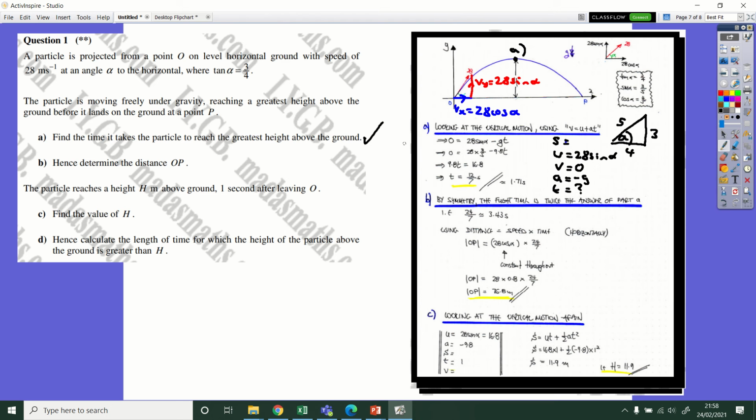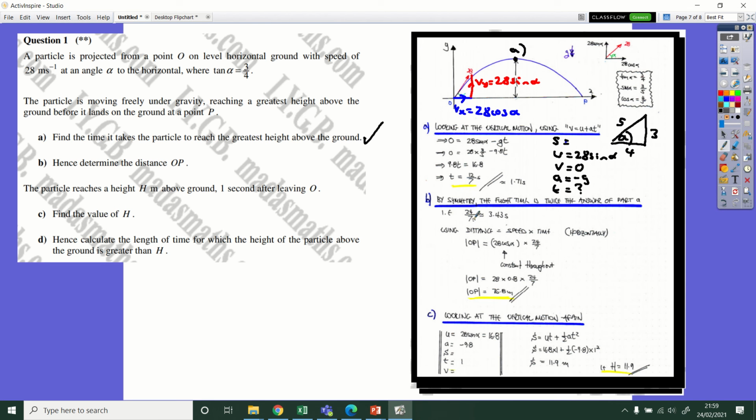Hence, determine the distance OP. So the distance OP is the distance from here across the ground to there. What we've done so far might help us. We've worked out the time to get to this point in the middle, which is the halfway point. And we know that because parabolas are symmetrical. You can always assume that if it's a nice parabola like this, it's symmetrical. So the time to get halfway will double to get over there. So we're going to double the time to get the time taken to get to P.